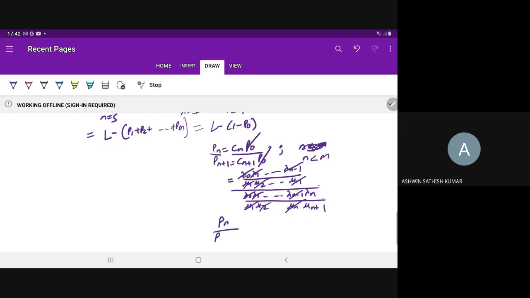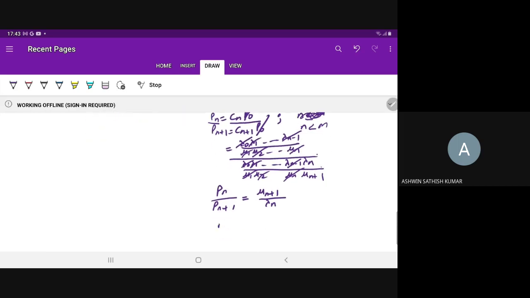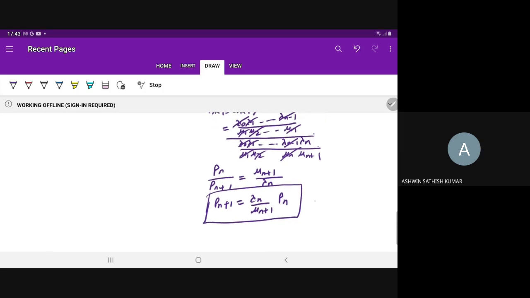Pn upon Pn plus 1 is equal to mu n plus 1 upon lambda n. Clear? Or Pn plus 1 is equal to lambda n upon mu n plus 1 into Pn. That is the important relation for n from 1 to m.